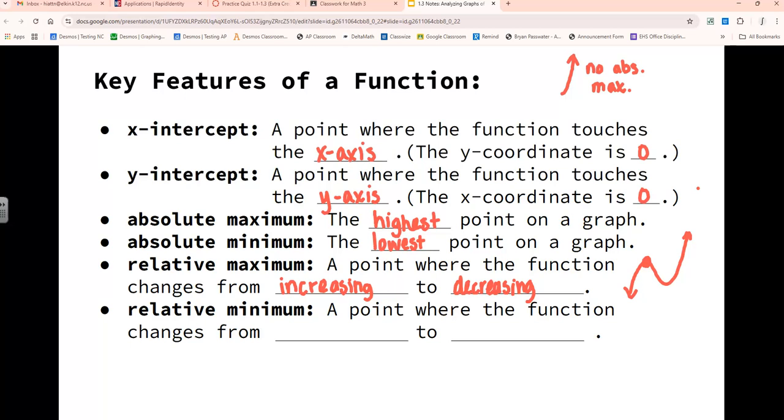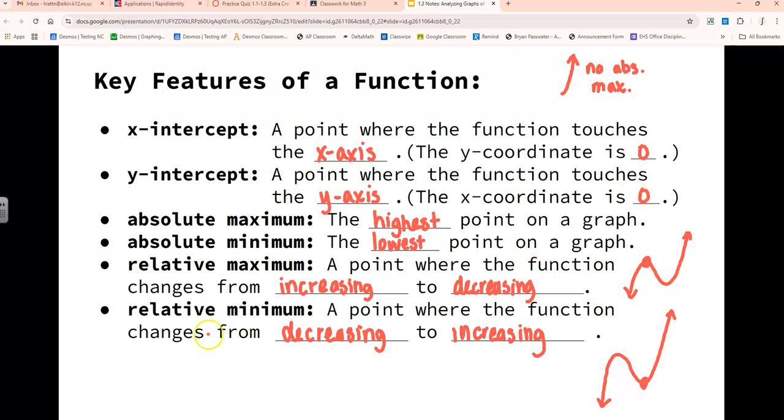A relative minimum is similar. That is going to be when you go from decreasing to increasing. If I had that same graph, this point right here, is it the lowest point on the whole graph? It is not, because you got this arrow that goes down over here. But this point is lower than the points around it. You have switched from decreasing to increasing.